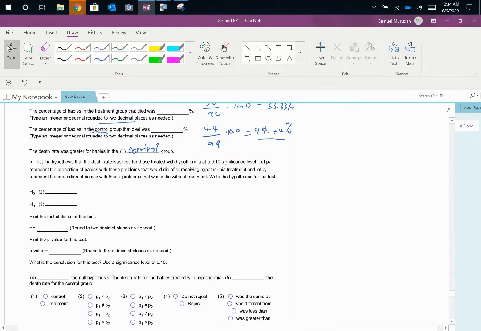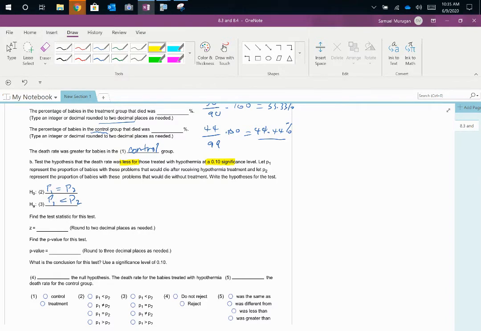All right, so now we're going to go into the hypothesis testing part of it. Test the hypothesis that the death rate was less for those treated with hypothermia. So they're actually telling us what to do here. P1 is equal to P2 and P1 is less than P2. They've already given us less than here. And note the significance level. It's not 0.05, it's 0.1. Okay, so it's a higher significance level.